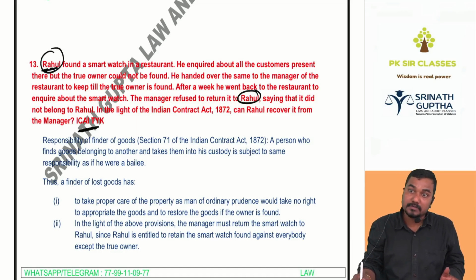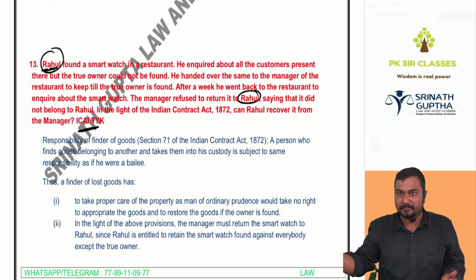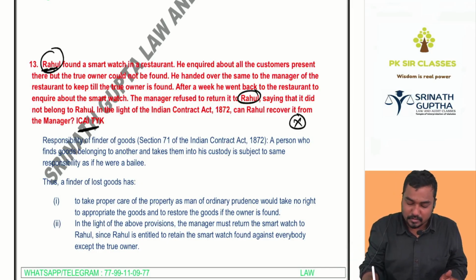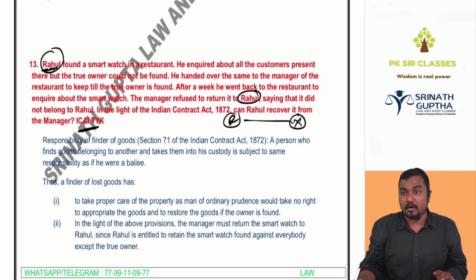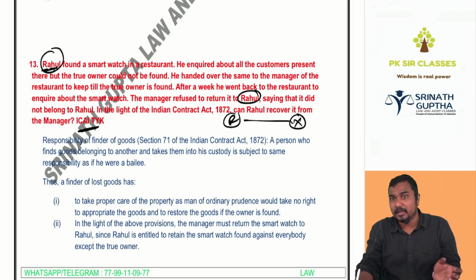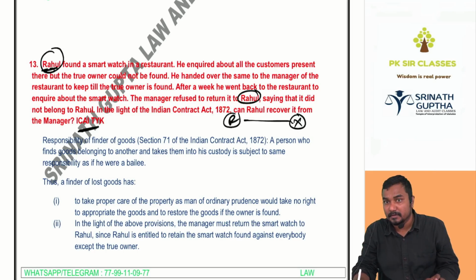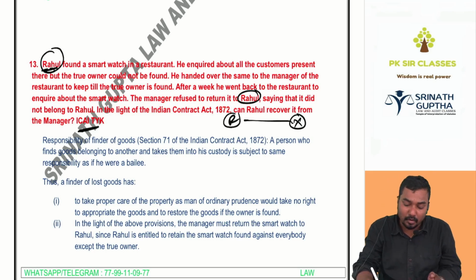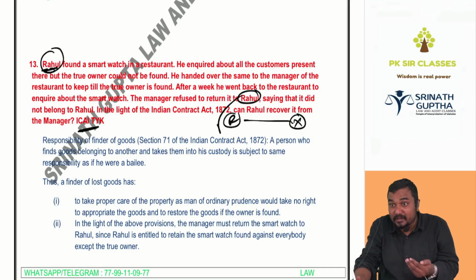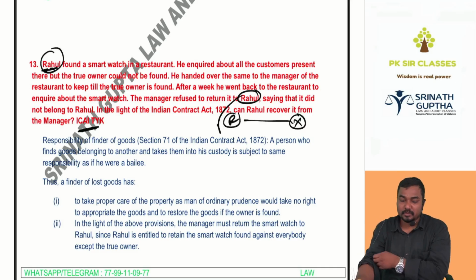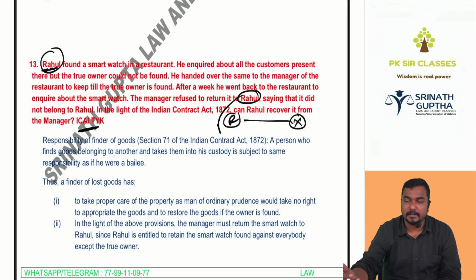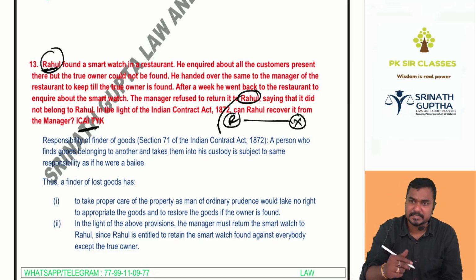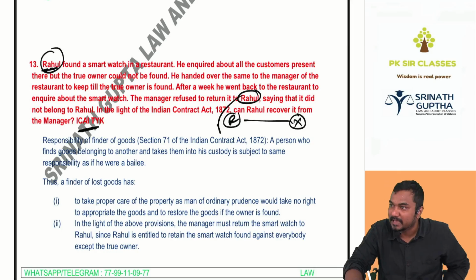Yes. Who is the loser? Mr. X, someone. So X is the loser. Who is the finder, beta? Rahul. So the quasi contract is between Rahul and the loser of the watch. As per the Indian Contract Act, the finder of the goods has the right to retain the goods until the owner is found. So can Rahul recover the watch from the restaurant owner? Yes. The same example we discussed in the regular class also.